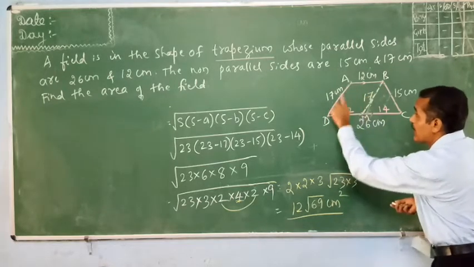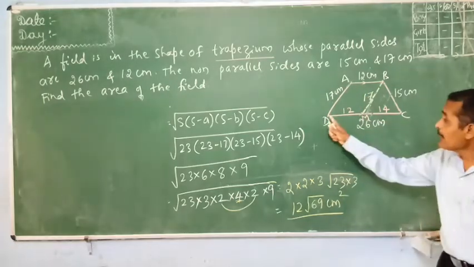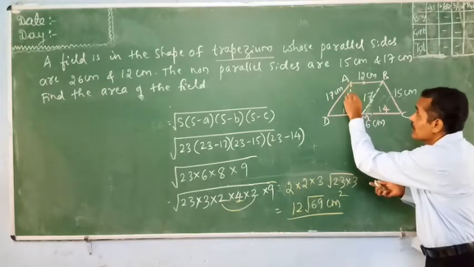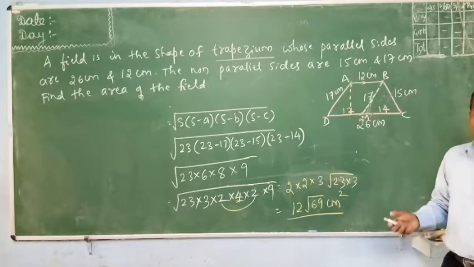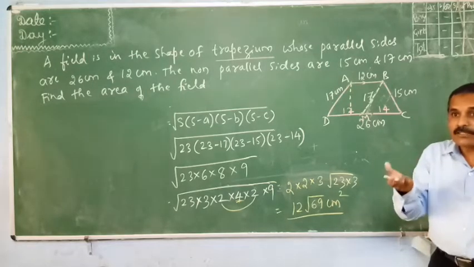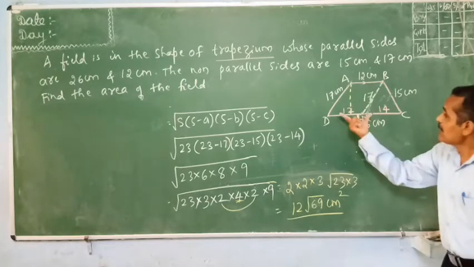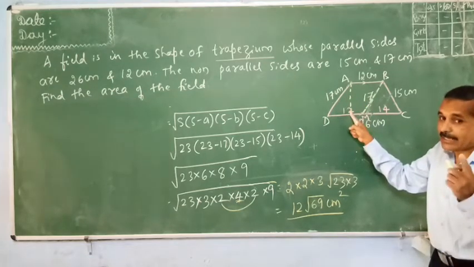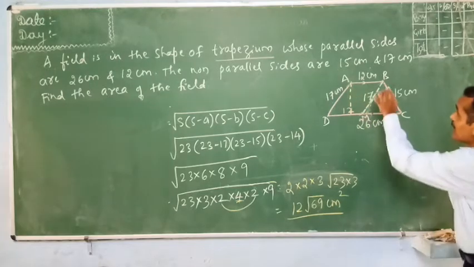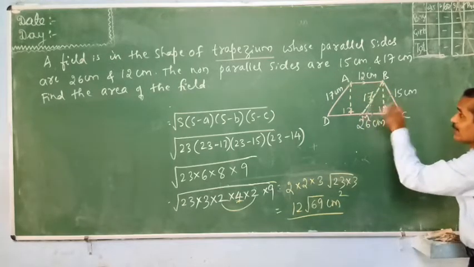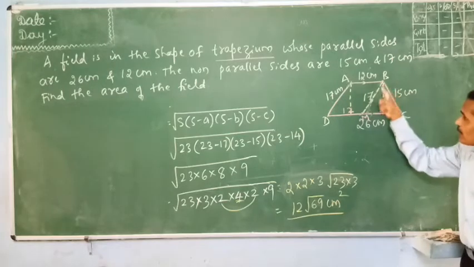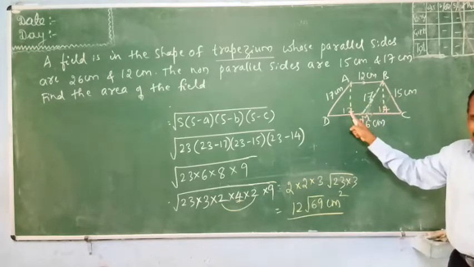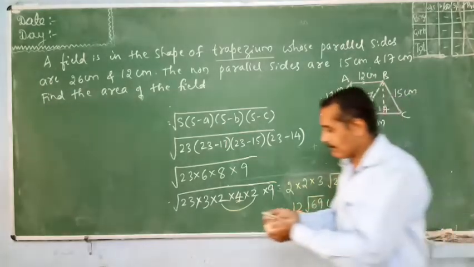Listen very carefully. To find the area of the parallelogram, the formula is base into height. You want the length of the height. But height how much? You are not knowing. But I can say this height and this height are the same. That means whatever the height of the triangle is, that will be the height of the parallelogram also. So let me find it first.